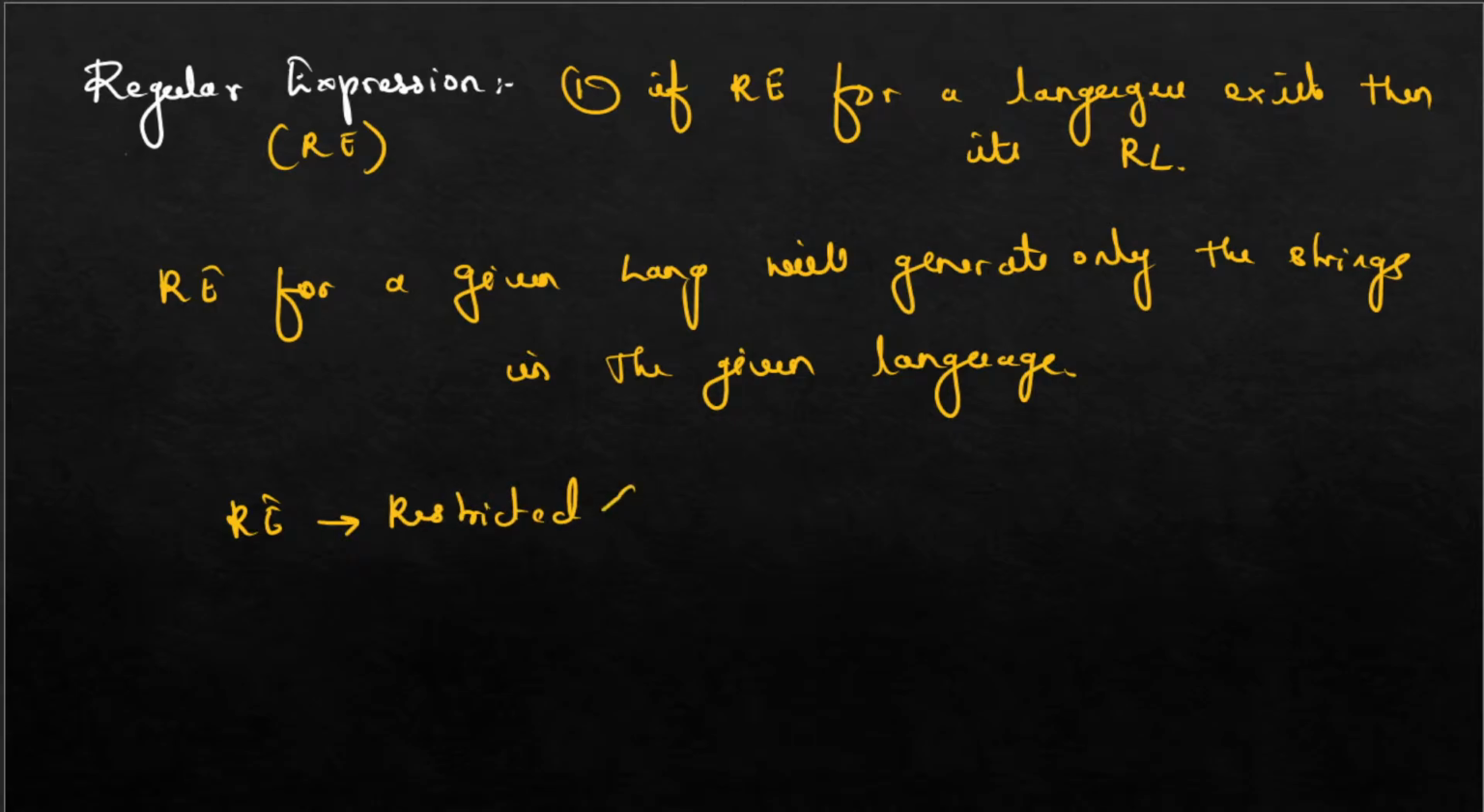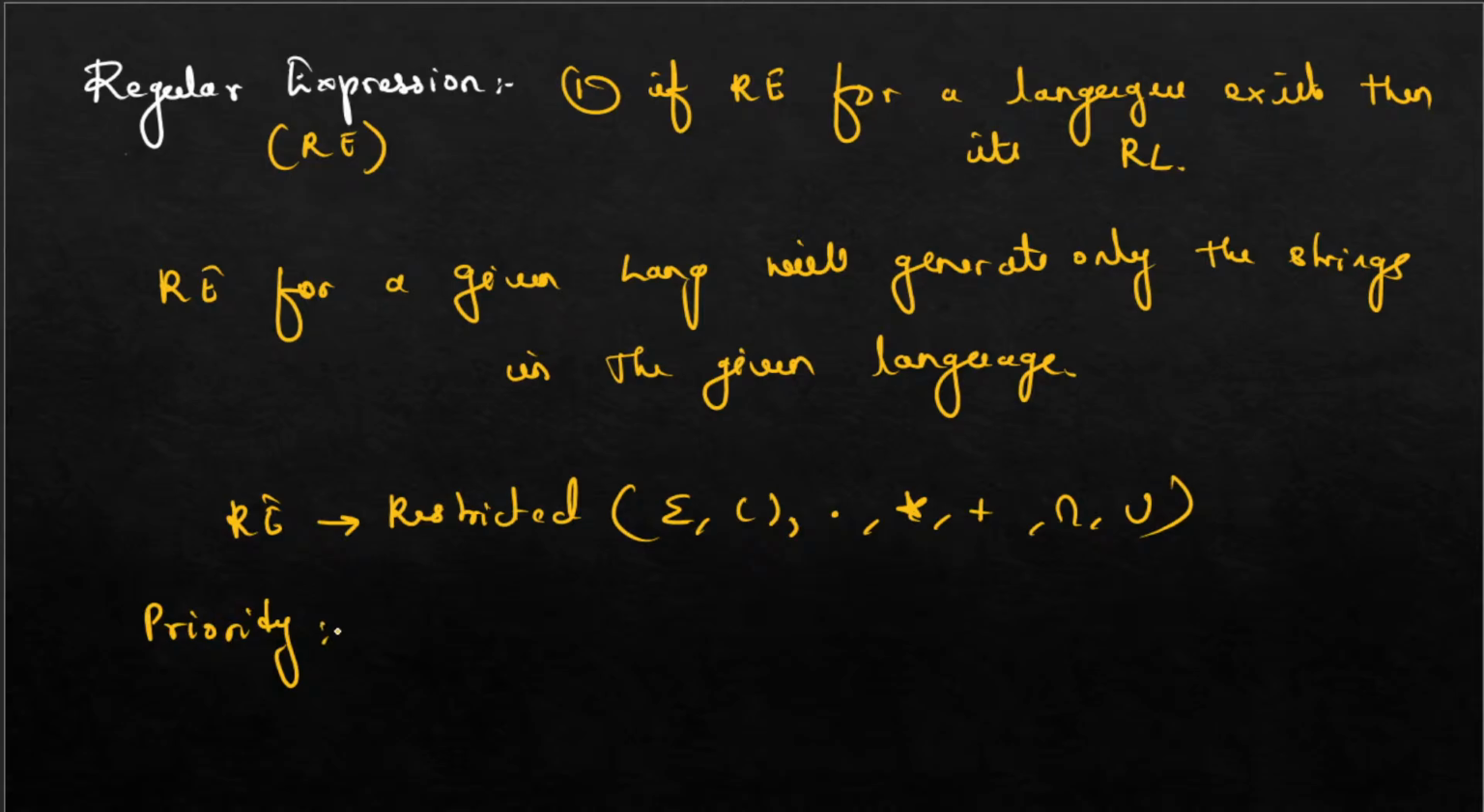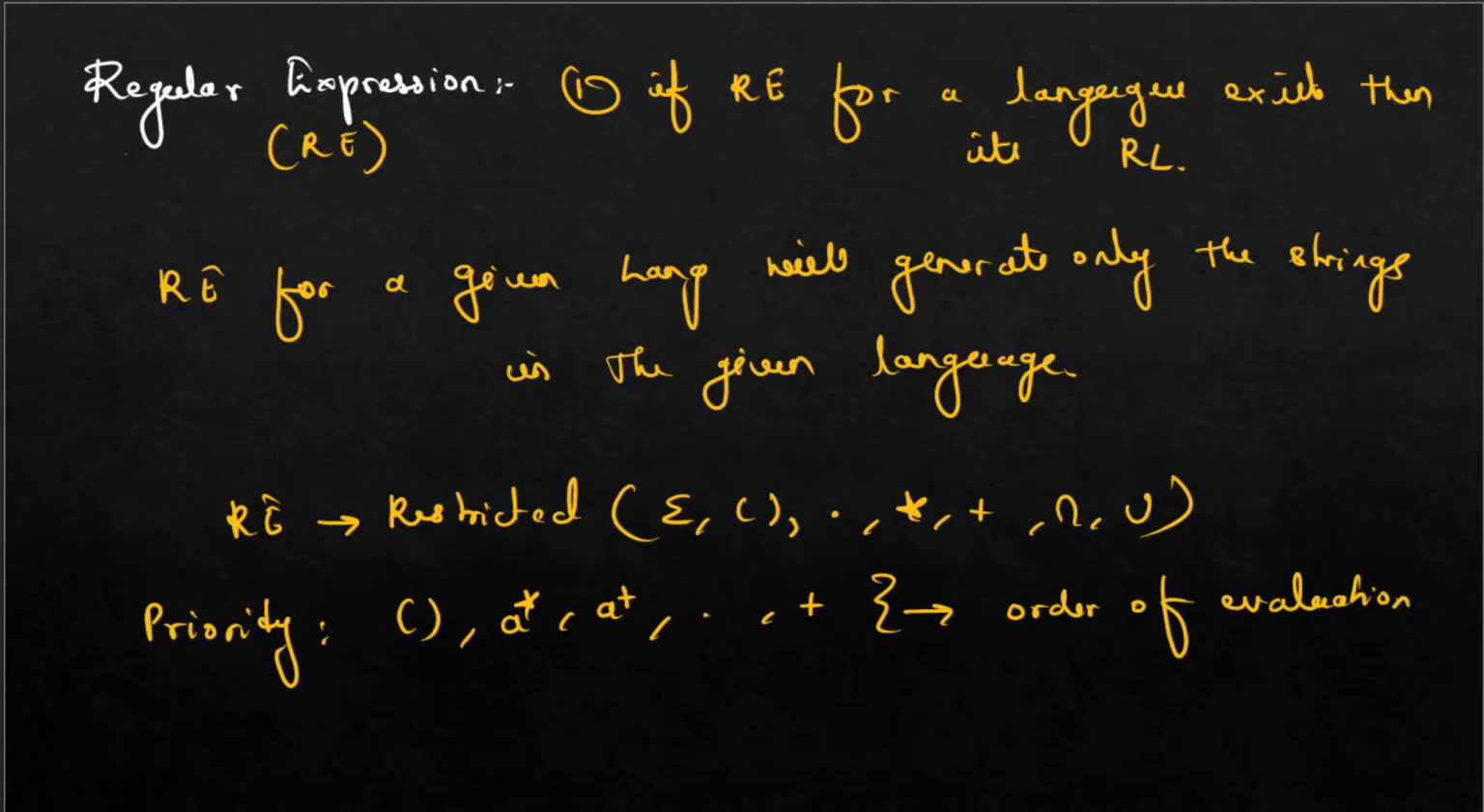Restricted, so this will be like this: concatenation, closure, plus, union, intersection, all this. And you know what the priority is to solve this? First you have to solve the bracket, after that Kleene closure, after that positive closure, then concatenation, and then plus. So this is the order of evaluation.